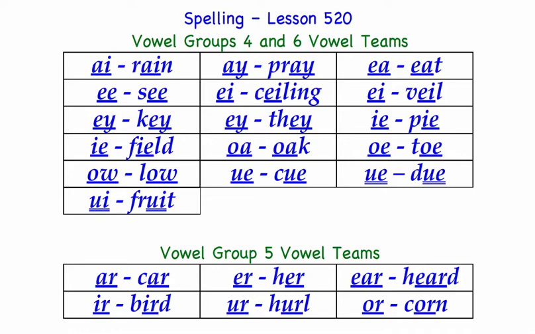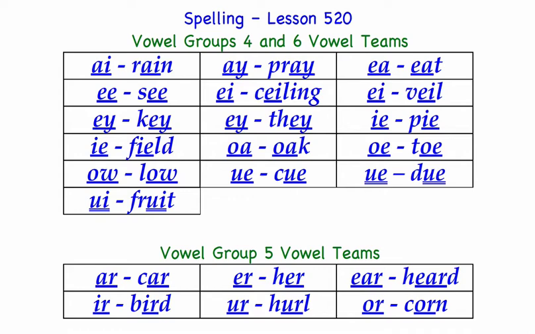A-I, a, rain. A-Y, a, pray. E-A, e, eat. E-E, e, see. E-I, e, ceiling. E-I, a, veil. E-Y, e, key. E-Y, a, they. I-E, I, pie. I-E, e, field.